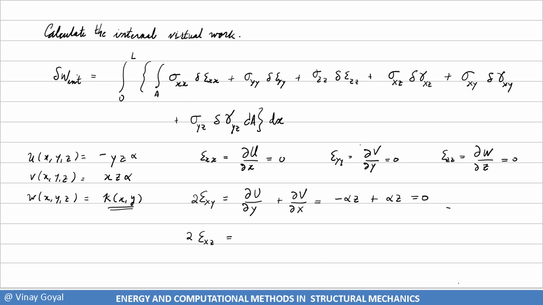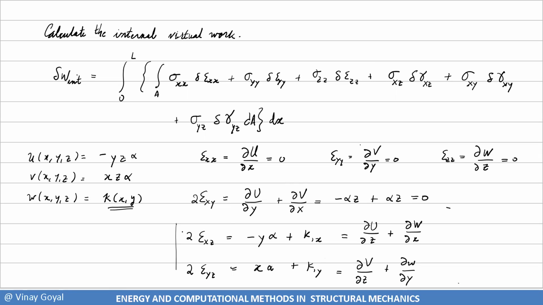Twice epsilon xz. Now that's getting more interesting. That derivative is minus y alpha plus kappa comma x. So we can do that calculation very quickly. Very easy. Twice epsilon yz equals x alpha plus kappa comma y. You can do this very quickly on your own right now. Partial of u with respect to z plus partial of w with respect to x, and partial of v with respect to z plus partial of w with respect to y. So you should be able to get exactly what I got. So the only non-zero strains are these ones.